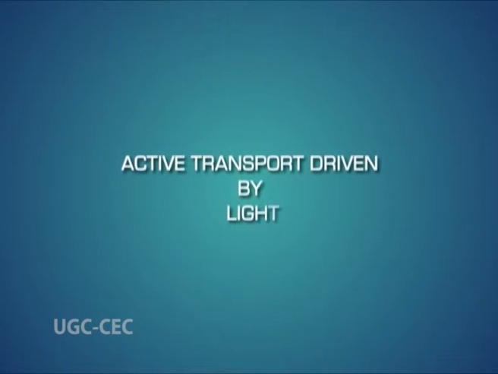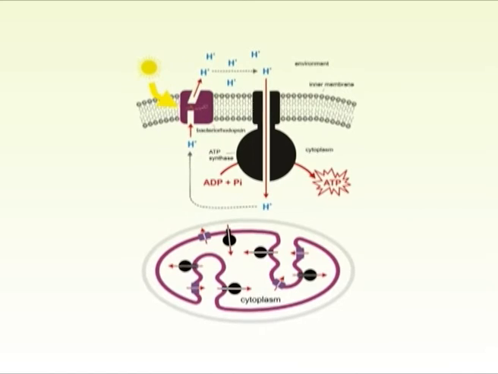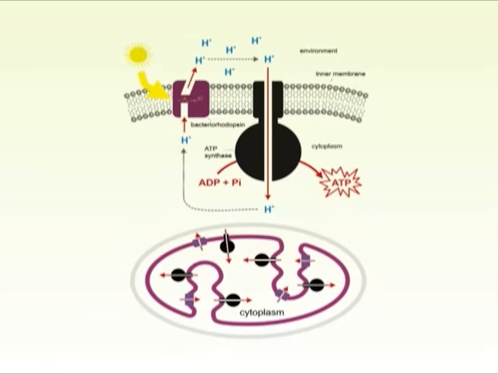Now let's look at active transport driven by light. In the plasma membrane of an archaebacterium, Halobacterium halobium, bacteriorhodopsin acts as a membrane transport protein. In the presence of sunlight, thousands of bacteriorhodopsin molecules pump hydrogen ions out of the cell, creating a hydrogen ion concentration gradient across the bacterial plasma membrane. This hydrogen ion gradient is used to generate ATP when the hydrogen ions flow back into the bacterium through a second membrane protein, which is ATP synthase, as given in the following diagram.